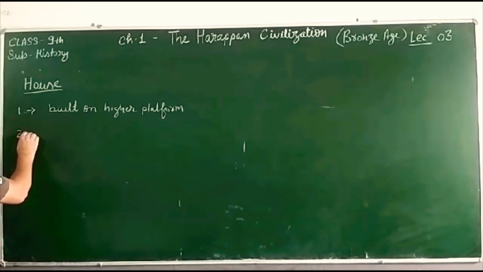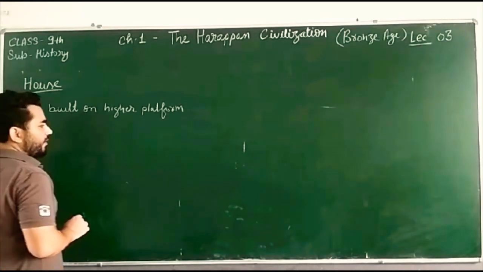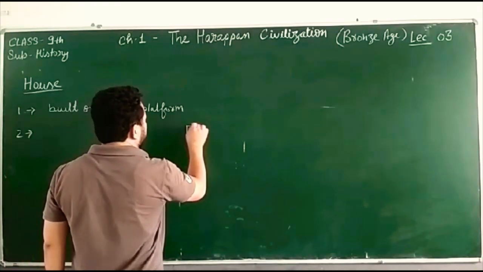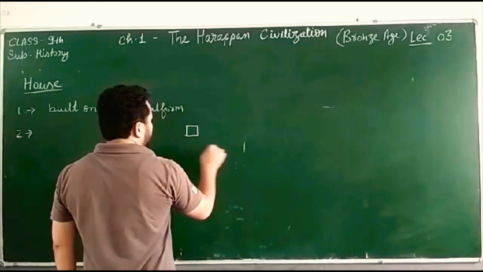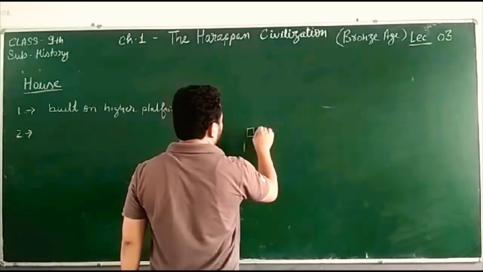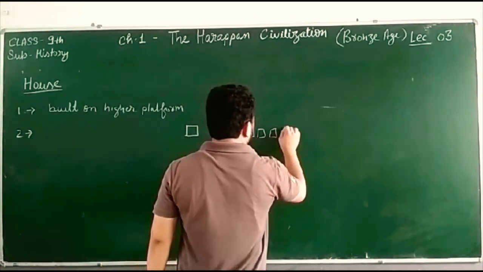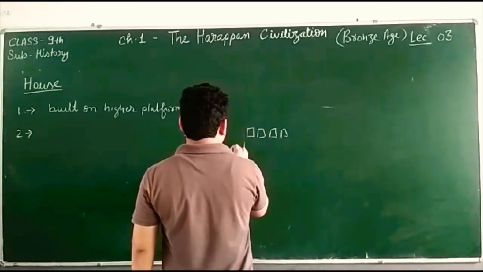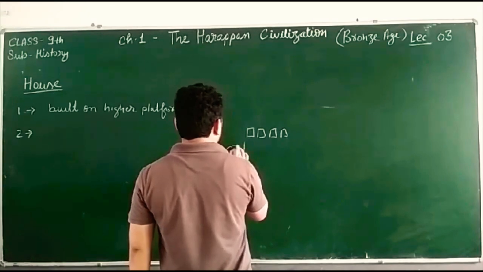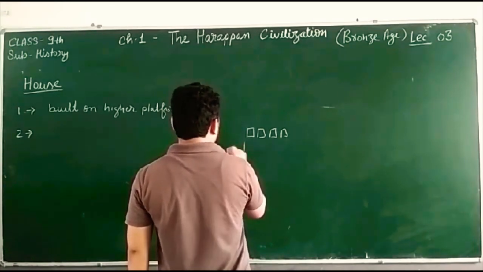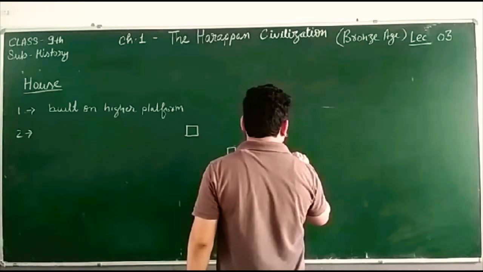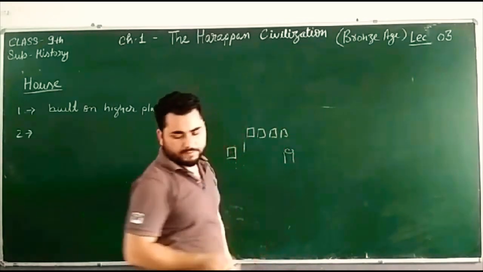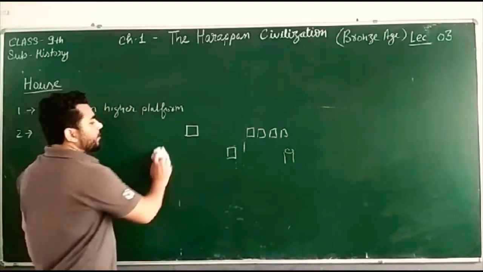Now, these houses were not all the same. In one house there may be only one room, or they were having several rooms up to 12 rooms. They were also having a sheltered kitchen area at one place, and they were having their own wells also, and these houses were multi-storied too. Clear?